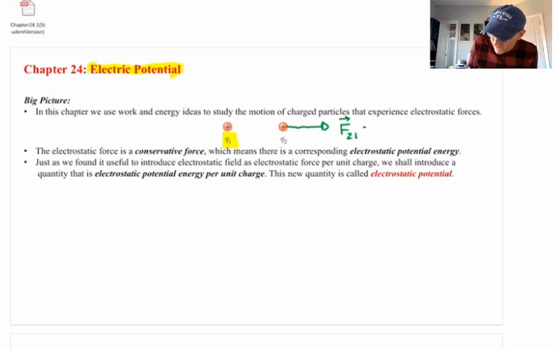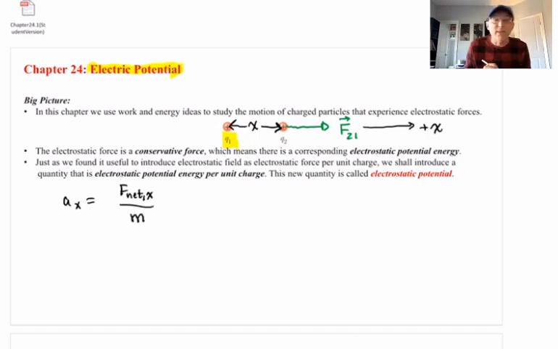What if I take the plus x axis to the right, say this distance between 1 and 2 is just some distance x? How would I solve for the motion? Well, I certainly know Newton's second law, a sub x equals F net x over m. Remember that, old friend? We can use that, at least in principle. What do we use for the F net? We use Coulomb's law, because there's the force. It's electrostatic force. Force on 2 due to 1, and it's in the plus x direction.